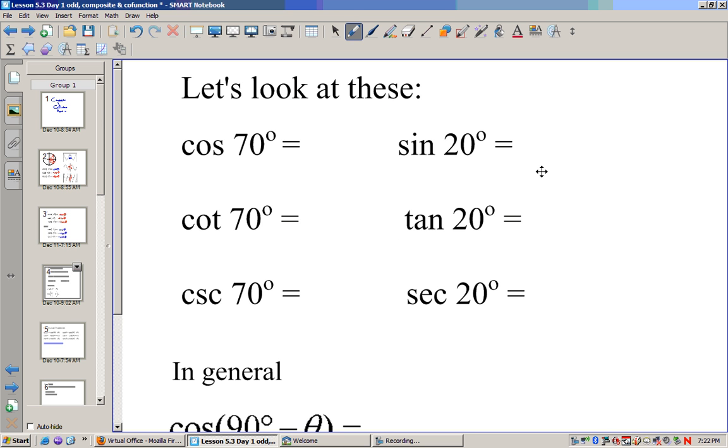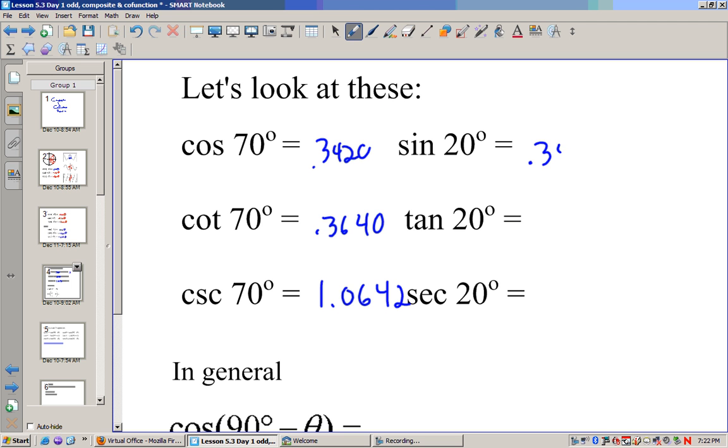So take out a calculator, and if I found the cosine of 70, that would be 0.3420. If I found the cotangent, I would do 1 divided by the tangent of 70, and that's 0.3640. Cosecant is 1 over sine of 70. That's 1.0642.